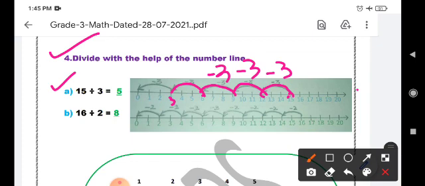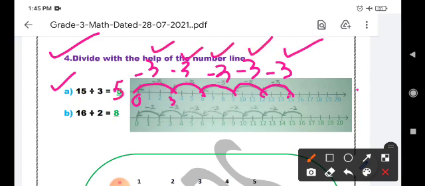Now you have not reached 0. You will hop once more. 3 minus 3 is 0. Now you are going to stop. And now you are going to count the number of times you did repeated subtraction. That is 1, 2, 3, 4, 5. That is your answer. Similarly, we will do our B part here.